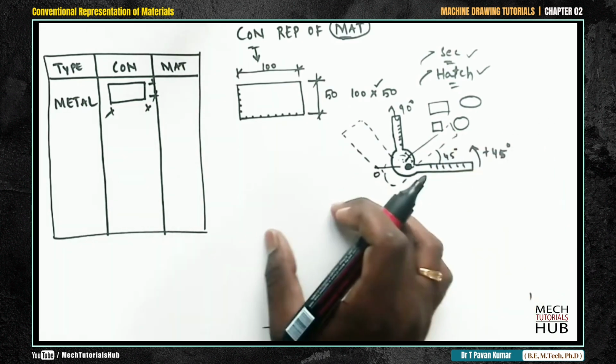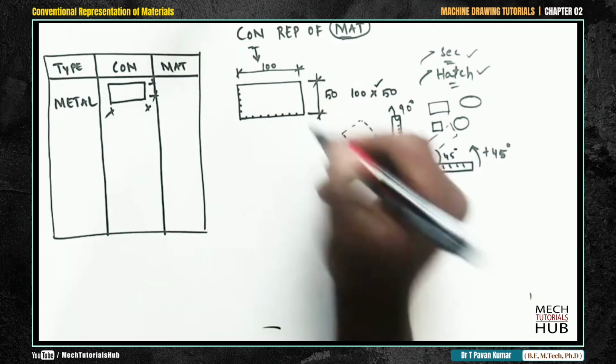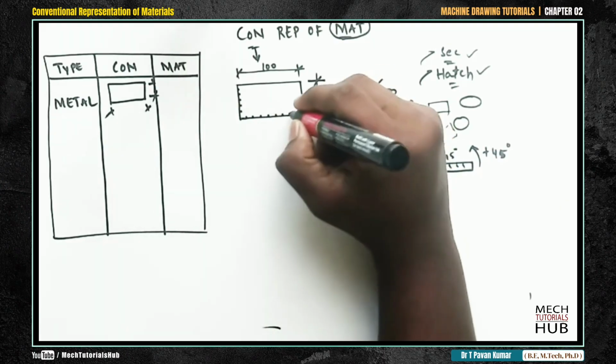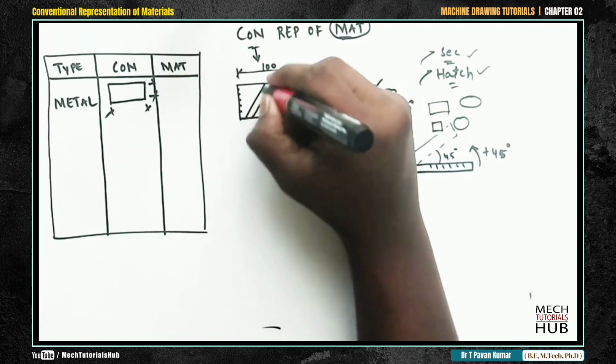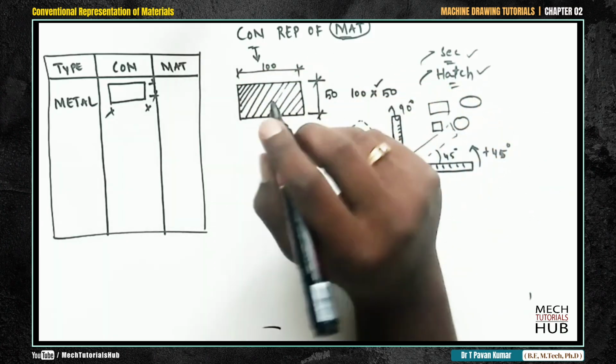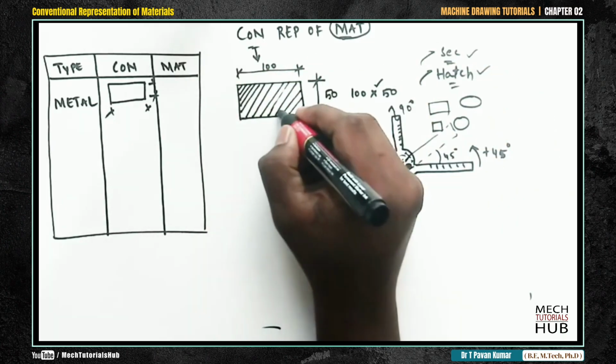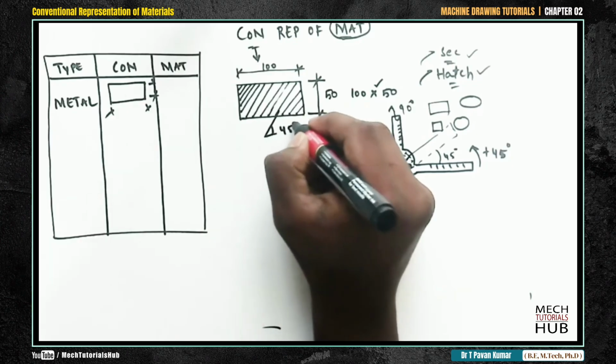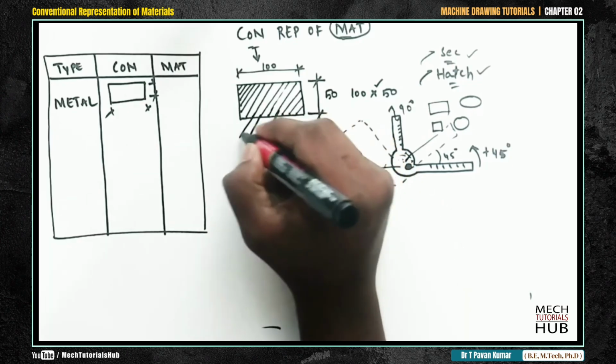Now take your drafter, place it on the first point and try to draw a parallel line, which is very simple. Try to draw a parallel line, which will help you in drawing uniform lines. Okay, now which will maintain an angle of 45 degrees with an offset distance of how much?